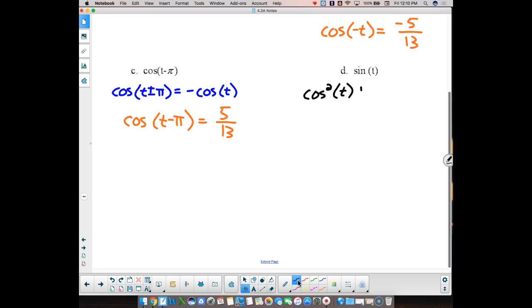I said sine squared t. And then you had equals. I said equals. Yeah. Oops. I'm pretty sure we only use one equal sign in our equations, but okay. Subtract it over, but so what is cosine of t? Negative 5/13 plus sine squared of t equals 1. Negative 5/13 squared.